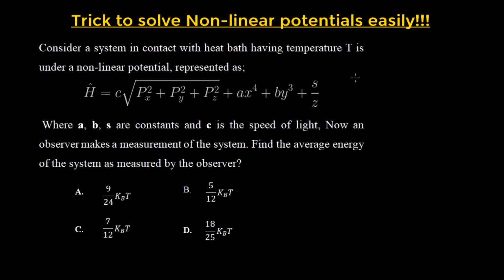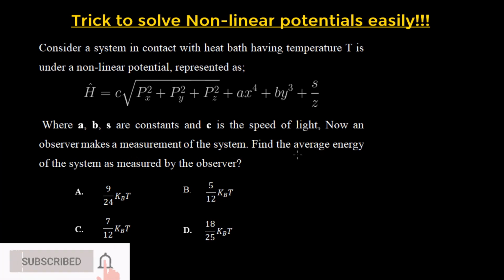Okay, here's a question that we can solve. Consider a system in contact with a heat bath having temperature T, under a nonlinear potential given as a Hamiltonian, where A, B, S are constants and C is the speed of light. Now an observer makes a measurement of the system. Find the average energy of the system as measured by the observer.